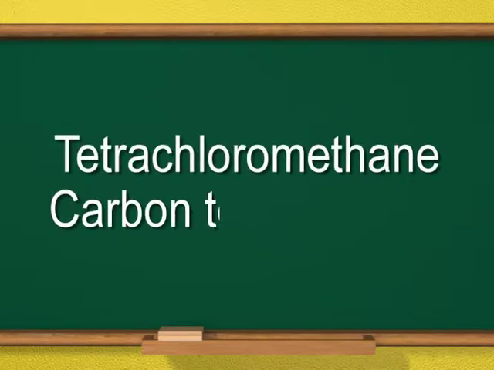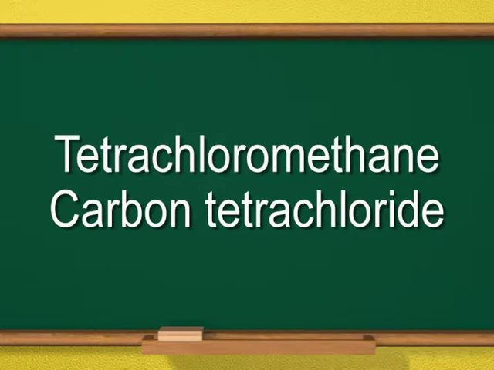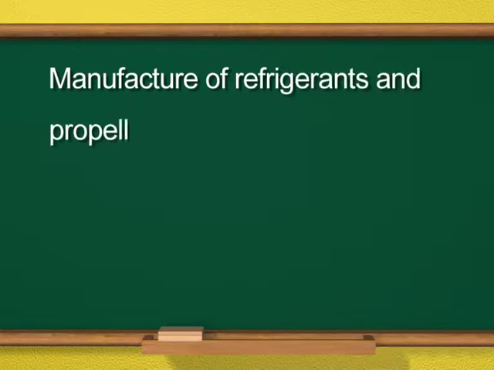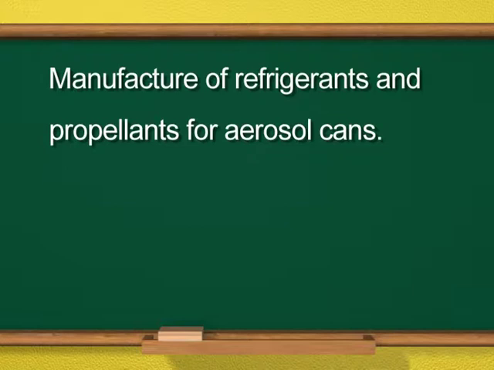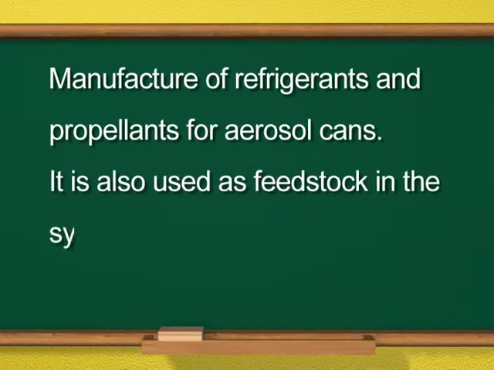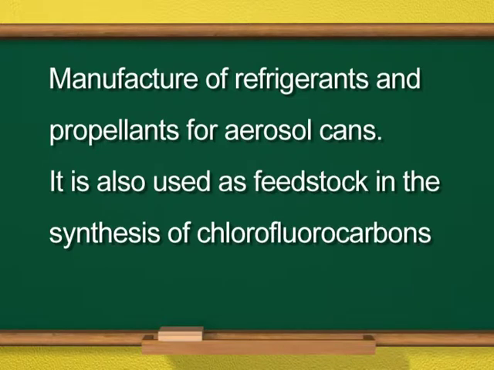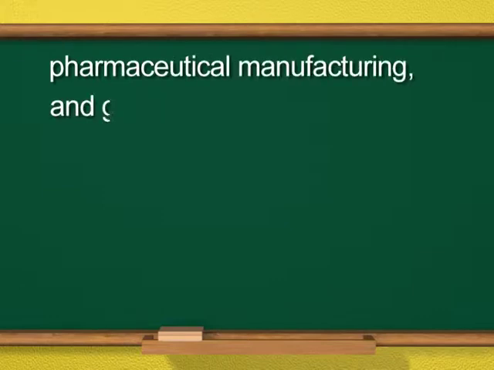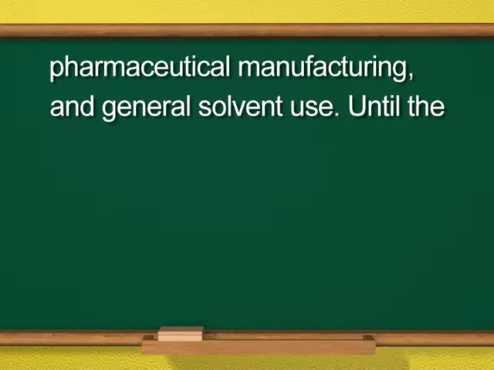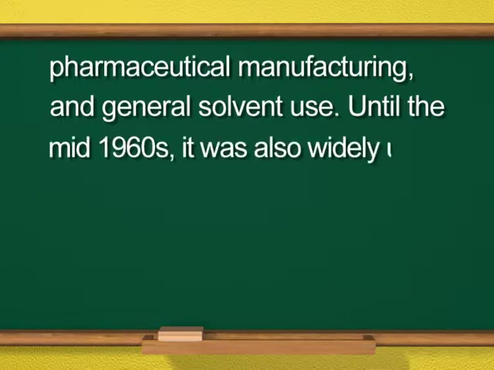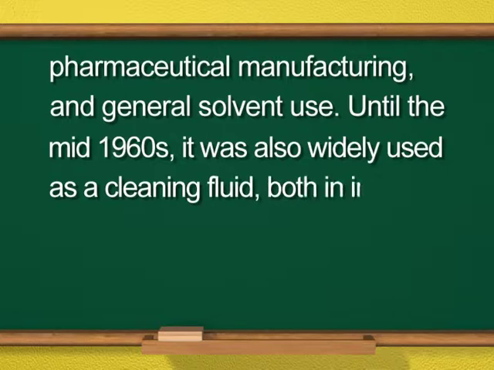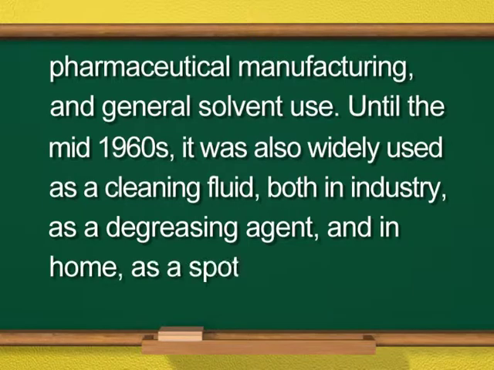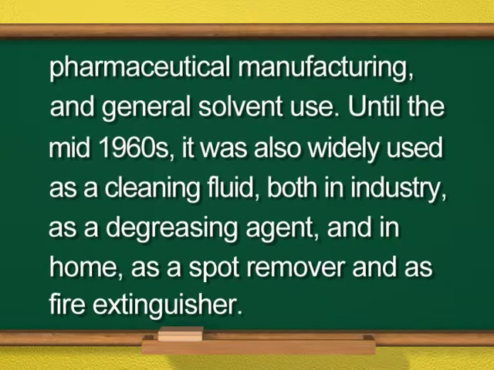Tetrachloromethane or carbon tetrachloride is produced in large quantities for use in the manufacture of refrigerants and propellants for aerosol cans. It is also used as feedstock in the synthesis of chlorofluorocarbons and other chemicals, pharmaceutical manufacturing and general solvent use. Until the mid-1960s, it was also widely used as a cleaning fluid, both in industry as a degreasing agent and in the home as a spot remover and as a fire extinguisher.